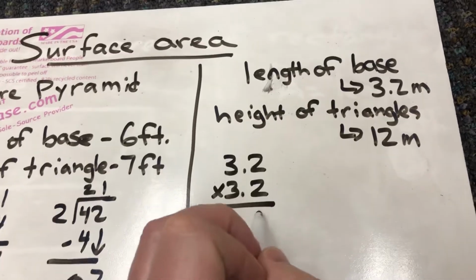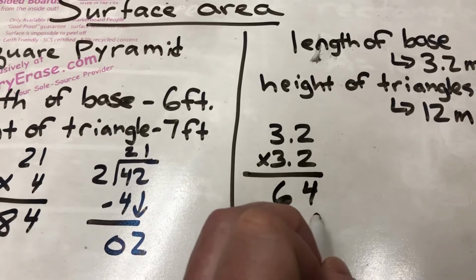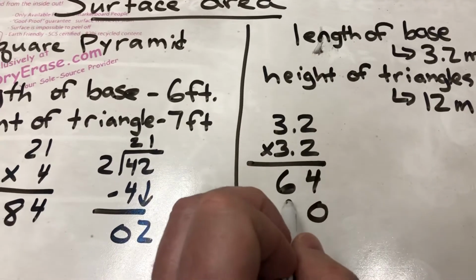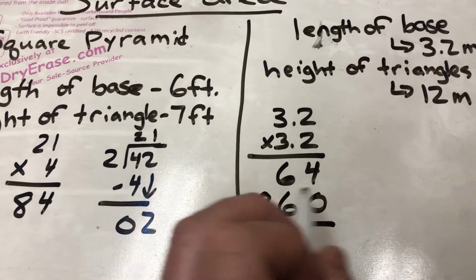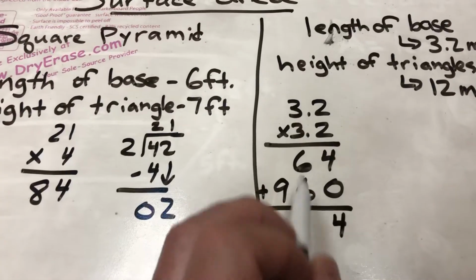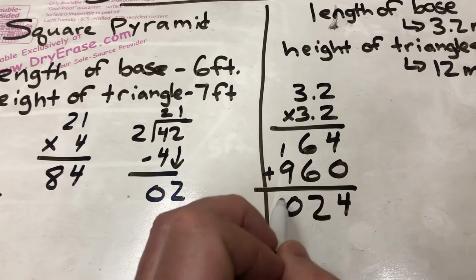So 2 times 2 is 4. 2 times 3 is 6. Put the 0 down so it all lines up with my 3. 3 times 2 is 6. 3 times 3 is 9. Going to add these two numbers. 4 plus 0 is 4. 6 plus 6 is 12. Put the 2 down, carry the 1. 1 plus 9 is 10.